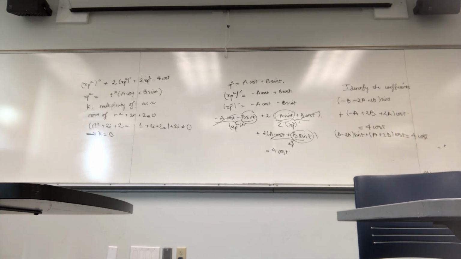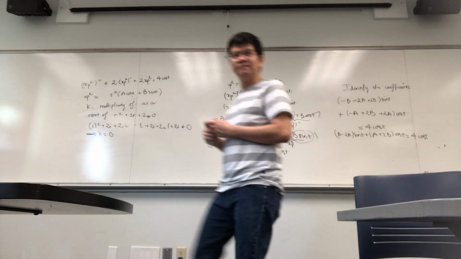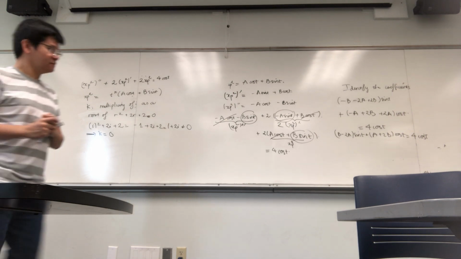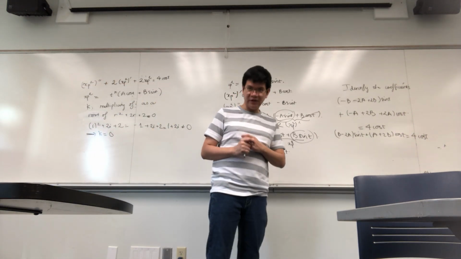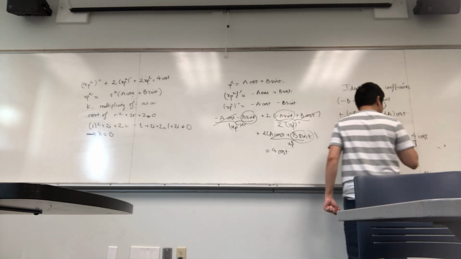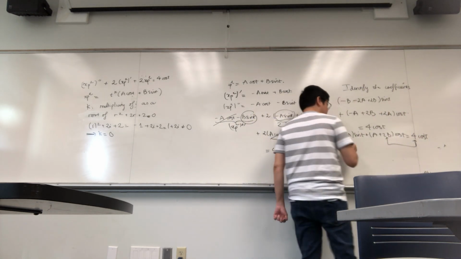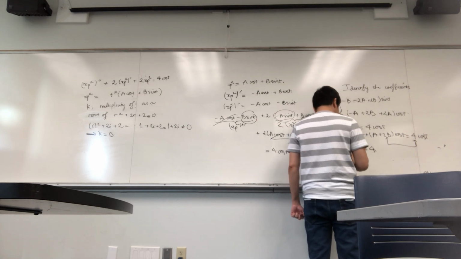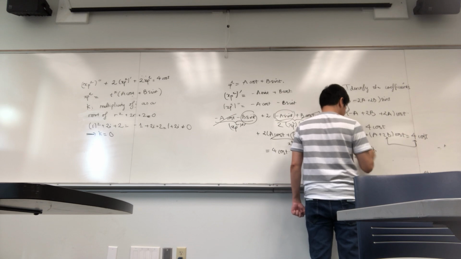All right? So now I have a system, right? So what is this system? You set b minus 2a equal to 0 and a plus 2b equal to 4, and then solve. So you're gonna identify the coefficient. You have a plus 2b is equal to 4, and b minus 2a is going to be 0.